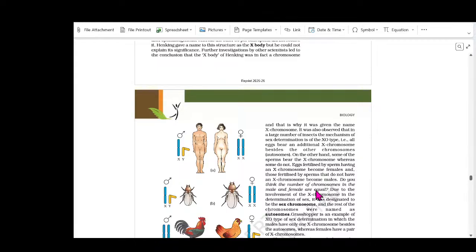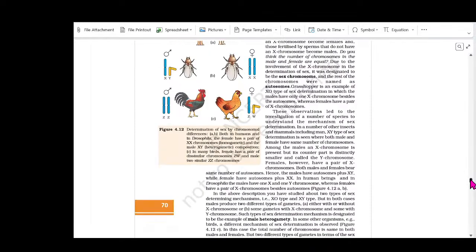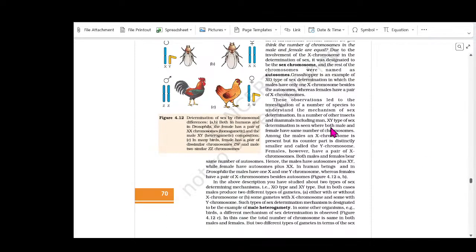Due to the involvement of the X chromosome in the determination of sex, it was designated to be the sex chromosome, and the rest of the chromosomes were named as autosomes. Grasshopper is an example of XO type of sex determination in which the males have only one X chromosome besides the autosomes, whereas the females have a pair of X chromosomes. These observations led to the investigation of a number of species to understand the mechanism of sex determination.